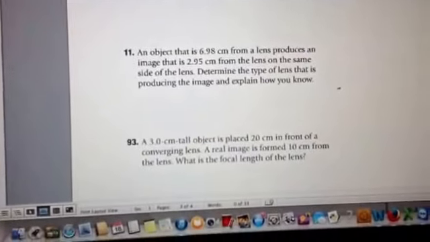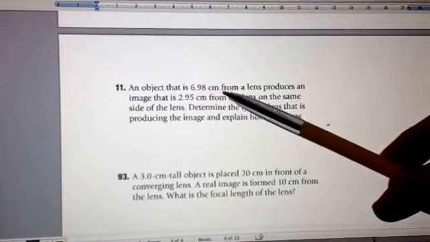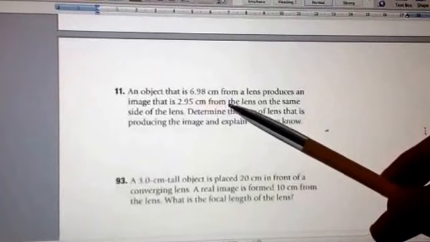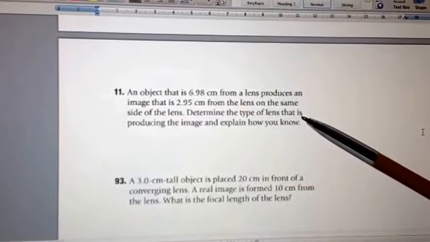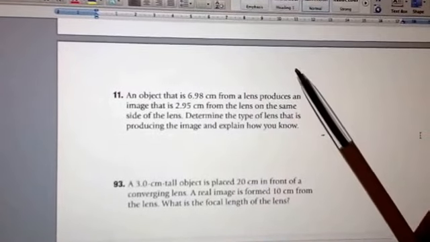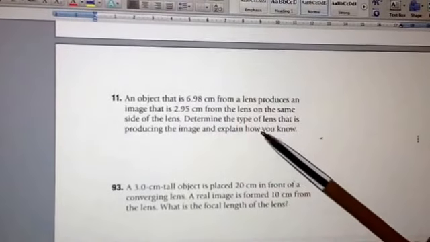Okay, question 11. An object that is 6.98 centimeters from a lens produces an image that is 2.95 centimeters from the lens, on the same side of the lens. Determine the type of lens that is producing the image and explain how you know. This was a hard question. Here's how you could do it. I'll show you two ways you could know what type of lens this is.